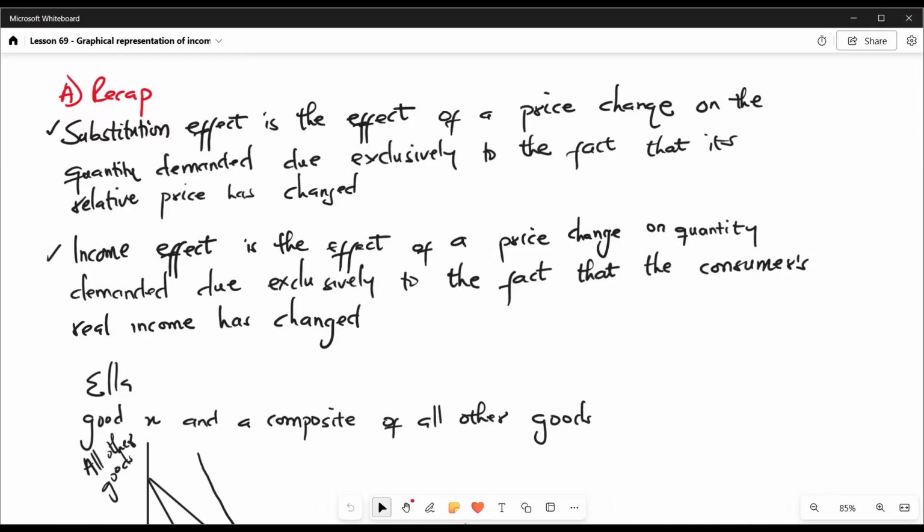Hi, welcome back. In our previous lesson, we started with income and substitution effect. Today, we'll be moving on to the graphical representation of these two effects. But let's start with a recap.